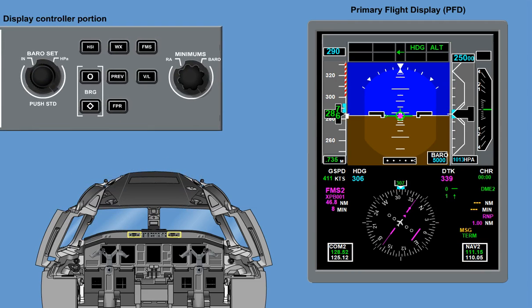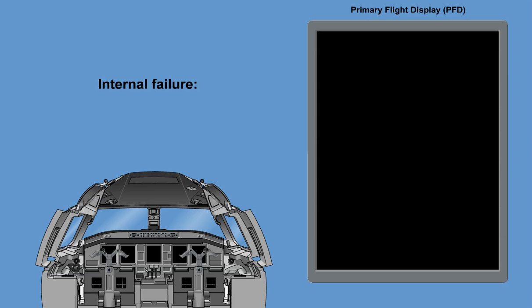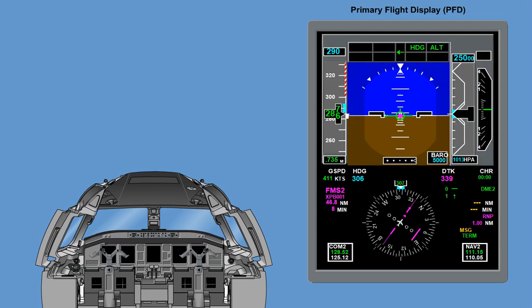On the guidance panel, the display controller portion allows the selection of primary flight display HSI formats, navigation sources, weather display, and bearing pointer selection. Certain PFD internal failures will result in a blank PFD screen. In case of mismatched information between the two PFDs, a flag will be shown in the dedicated indicator.